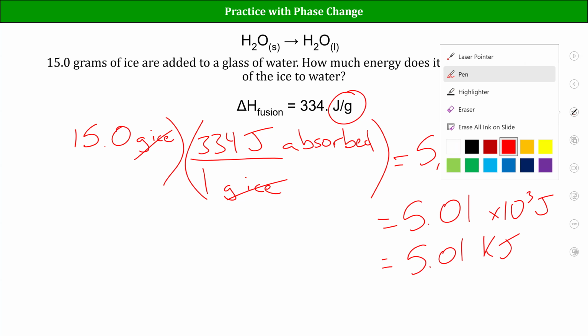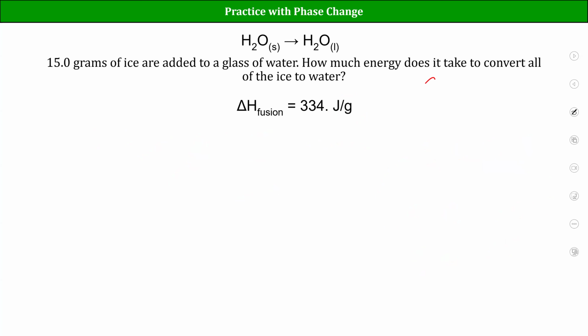All right, we have a number here, 5.01 times 10 to the 3 joules.